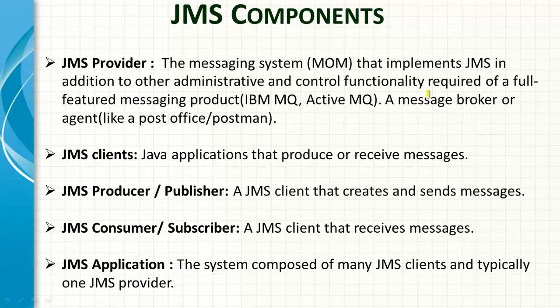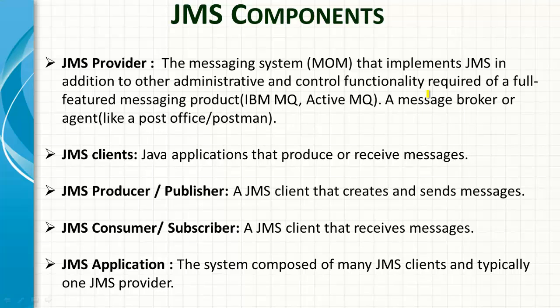Then we have JMS clients, the ones who are producing or receiving the message. Me and my friends are JMS clients. I am sending a mail, a postcard, to my friend. So I and my friend are the JMS clients that produce or receive messages. If I am sending a mail, I am the JMS producer. If my friend is receiving the mail, he is the JMS consumer.